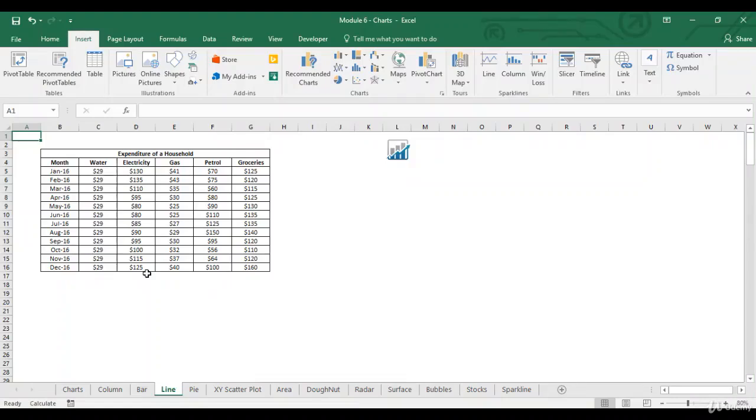So again for the line charts, I've got the numbers over here. Expenditure of a household. So I've got for 12 months, I've got the water bill, electricity bill, gas, petrol, and groceries. Now, where is line chart used? Line charts are used to identify trends in our data.